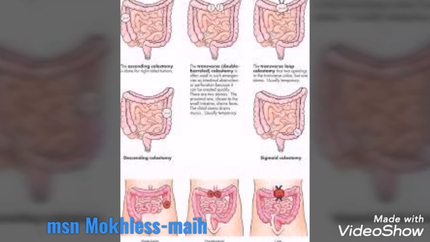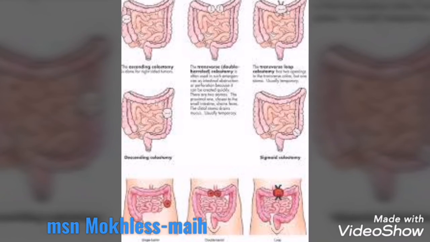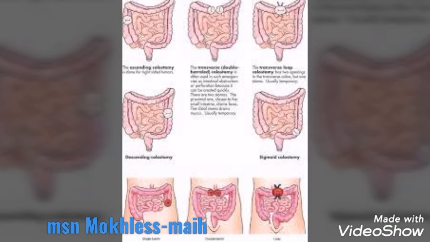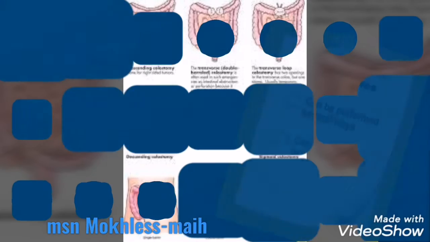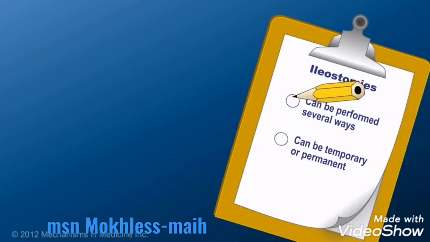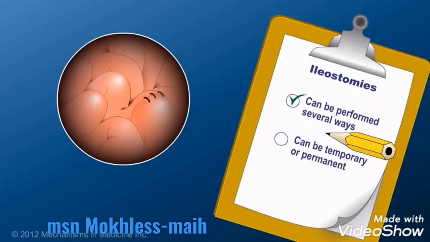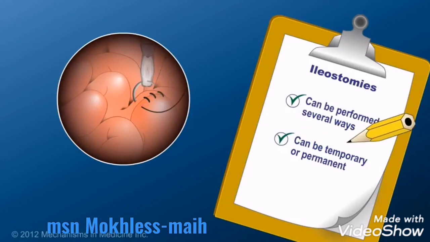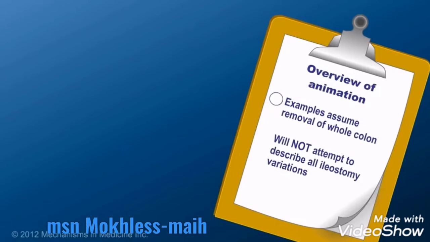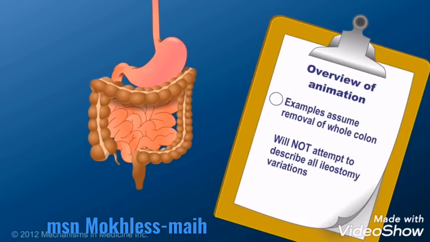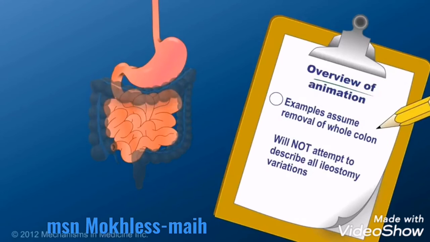These are the types of colostomy, such as descending and loop, depending on the part. Ileostomies can be performed, and this is a benefit of ileostomy. It can be temporary. Here is an overview animation as an example simulation.